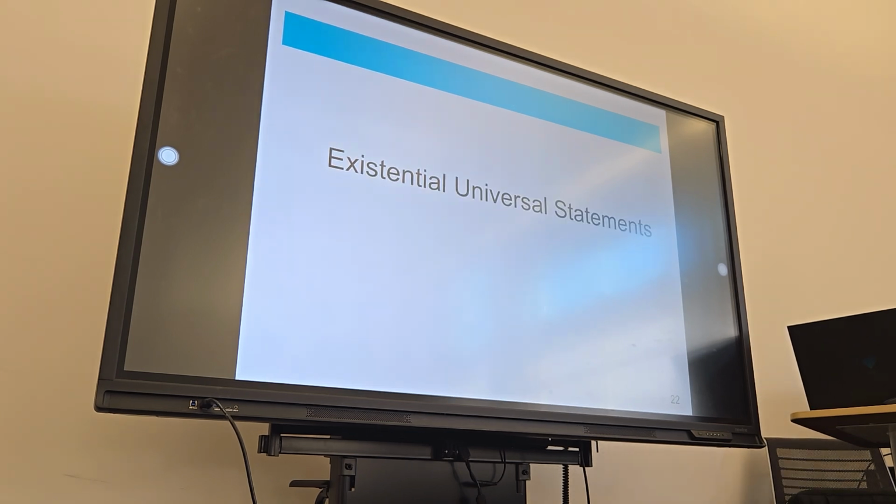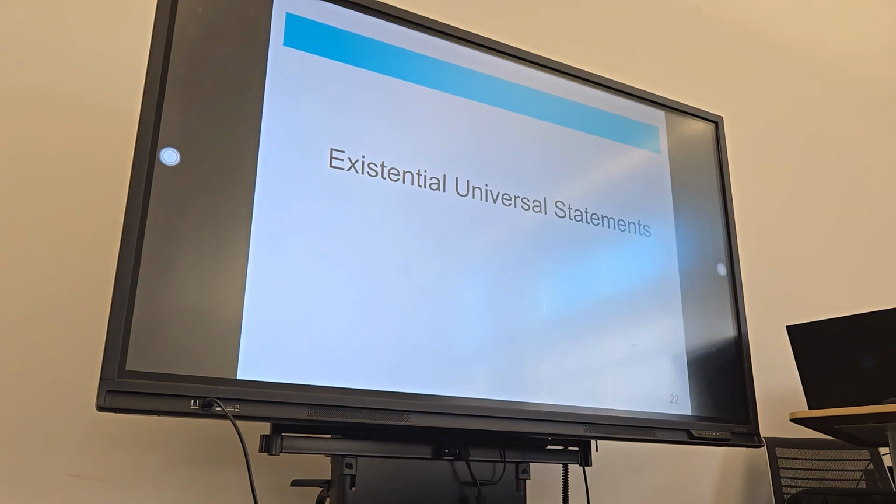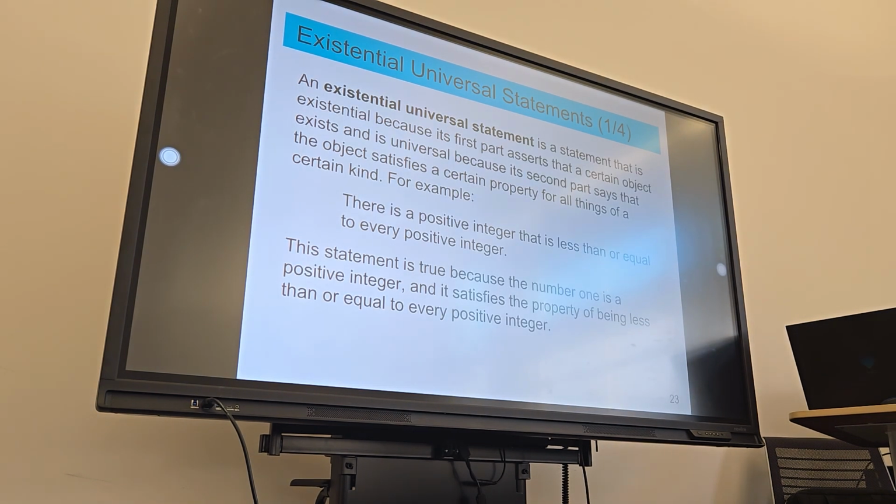Existential universal statements. An existential universal statement is a statement that is existential because its first part asserts that a certain object exists, and is universal because its second part says that the object satisfies a certain property for all things of a certain kind. That's a mouthful. There is a positive integer that is less than or equal to every positive integer. It's true because the number 1 is a positive integer and it satisfies the property of being less than or equal to every positive integer.